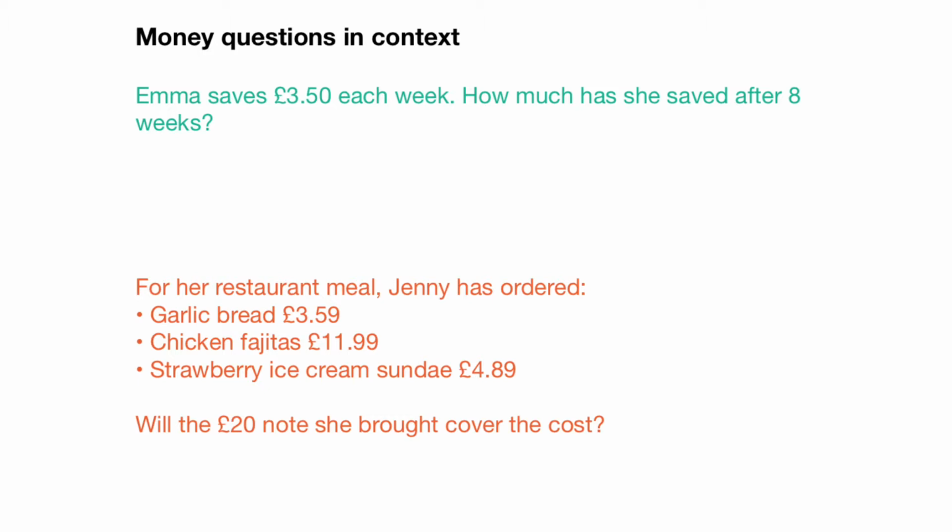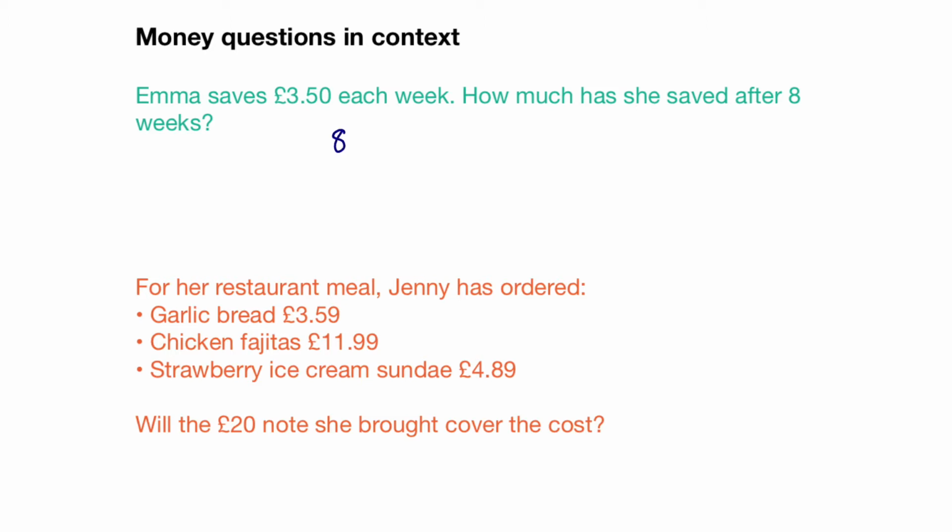So first question. Emma saves £3.50 each week. How much has she saved after 8 weeks? So when we've got a question like this, if we're talking about something each week and then there's so many weeks, then what we've got is £3.50 for the first week, £3.50 for the second week, £3.50 for the third week, and so on. So there are 8 lots of £3.50. So remember, if you've got 8 lots of £3.50, that means we're multiplying. It means it's times, okay?